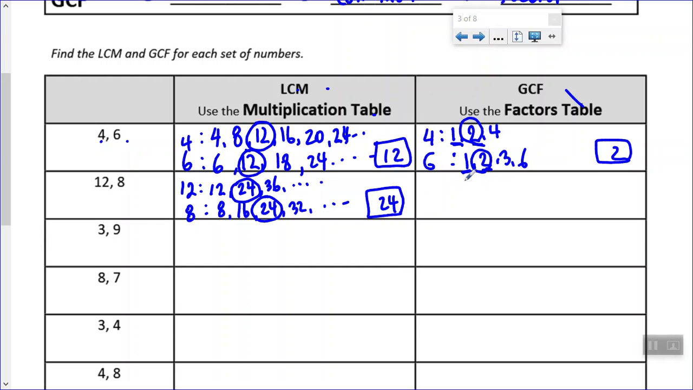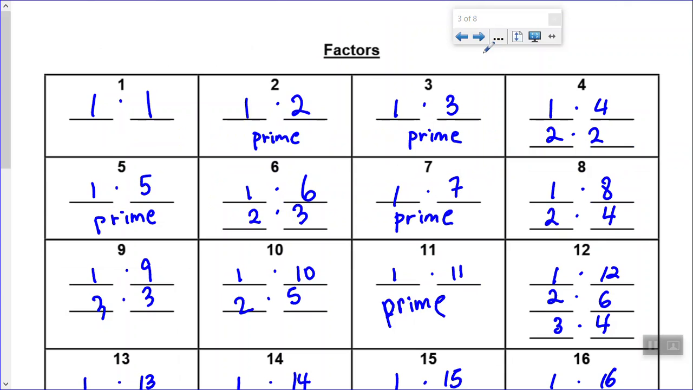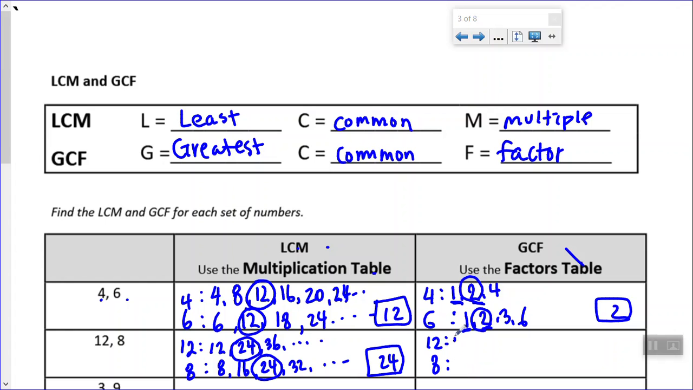And what are the factors of 12 and 8? You can go to the factor table. For 12, you have 1, 2, 3, 4, 6, 12. And for 8, you have 1, 2, 4, 8. So you can use the factor table. So 1, 2, 3, 4, 6, 12. For 8, you have 1, 2, 4, 8.